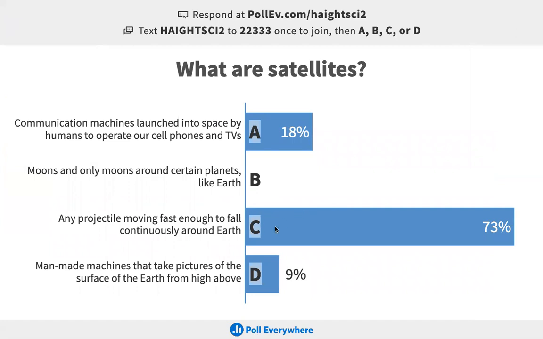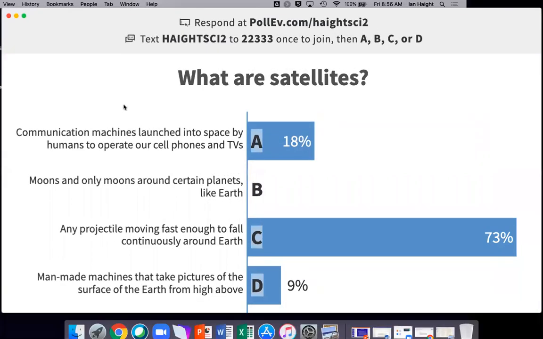Any projectile moving fast enough to fall continuously around Earth. I put A though because when you hear that word satellite, I know that often what comes to mind is those little solar panel covered machines that we see floating around in space that we are mostly using for cell phones and TVs. But you have to understand that in the realm of physics, you can describe the moon as a satellite. You can describe Earth as a satellite around the sun. So it's sort of a catch-all phrase for anything that is in continuous orbit. Okay.